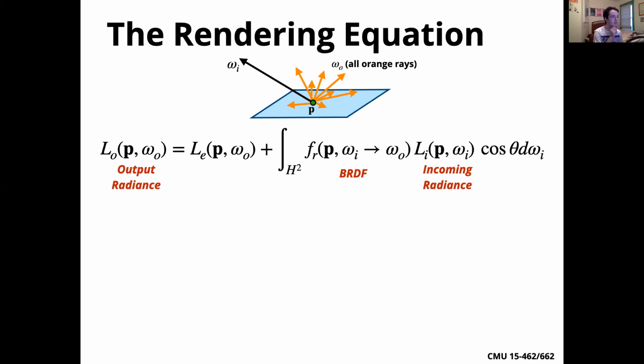So, diving in a little bit, right now we're just going to talk about three of these terms. L_O is the output radiance. Radiance is the amount of energy per unit area per unit solid angle, right? We have output radiance and incoming radiance, and that's why this is a recursive function. That's why light needs to bounce off of different objects. And then we have the BRDF, the bidirectional reflectance distribution function, which is a probability distribution, right? So you should be thinking echoes of the law of the unconscious statistician here. We're multiplying by a probability distribution.